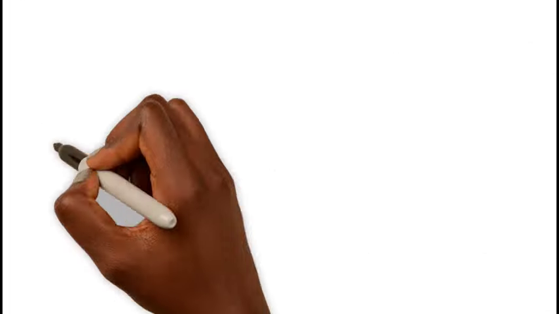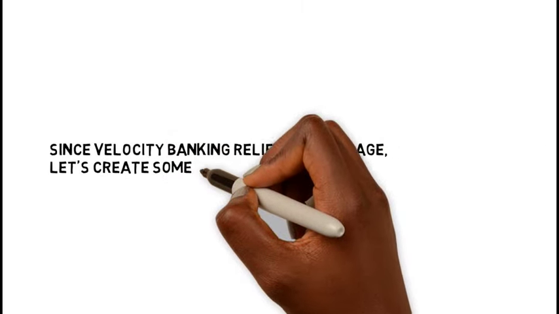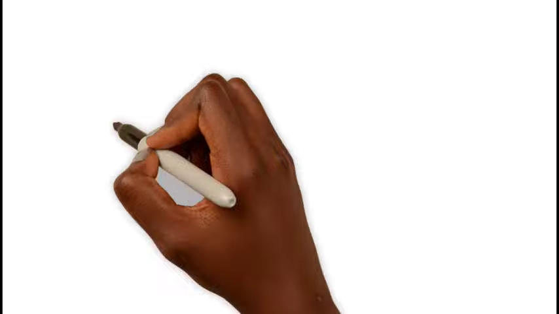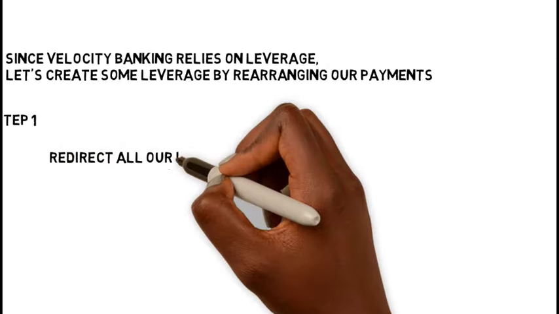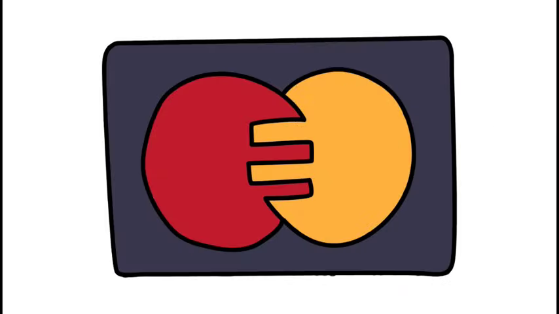Now, velocity banking is about leverage, like we talked about before. So let's create some leverage based on our current situation. The very first step is we direct all our income into our line of credit. This can be, like I said, your home equity line of credit or just a personal line of credit, any kind of credit, even a credit card can be used if you use it properly.